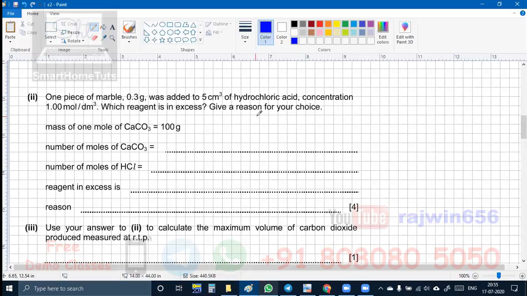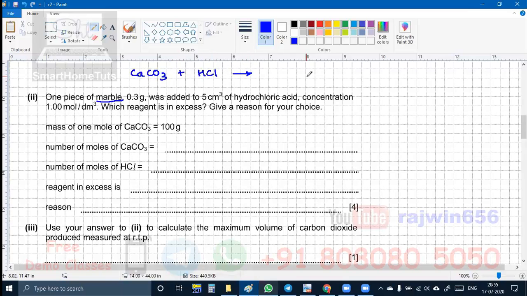Now see here, there is a reaction between calcium carbonate, that is a piece of marble. What's the formula of calcium carbonate? CaCO3. This is reacting with hydrochloric acid, which is HCl.